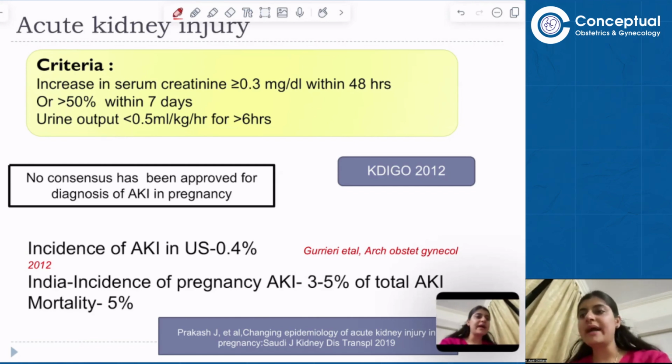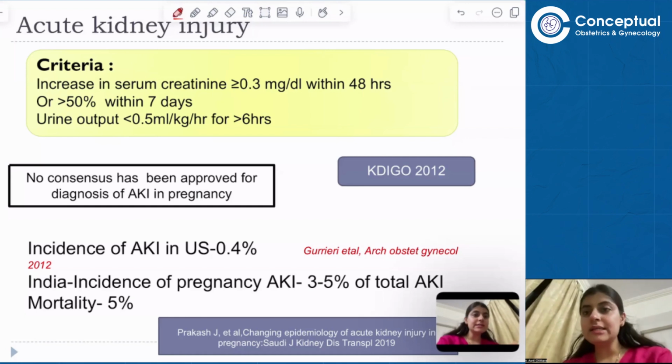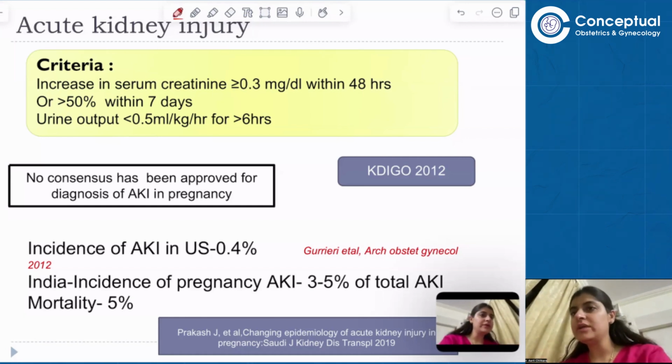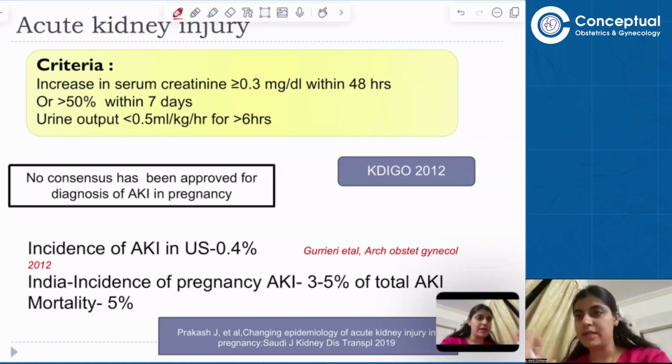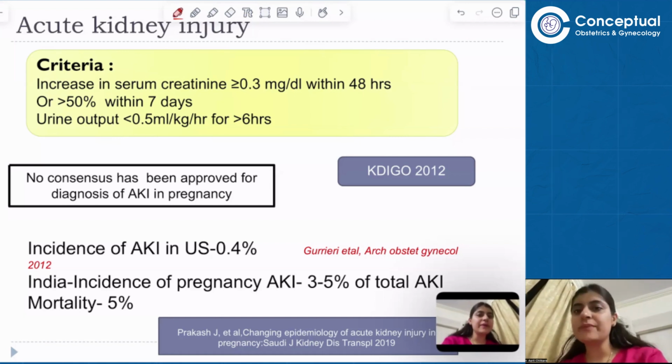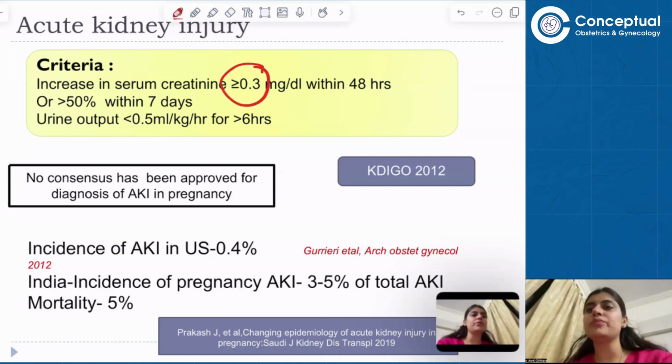So first is the KDIGO 2012 criteria, from the kidney disease organization, which had given this wonderful definition. This is increase in serum creatinine of more than or equal to 0.3 milligram per deciliter within 48 hours. Suppose a patient had a baseline creatinine of 0.7, and after 48 hours, if you're repeating, it comes to 1. So don't say, ma'am, this is in the physiological range or it's just borderline. It is a sign of AKI if it has increased by 0.3.